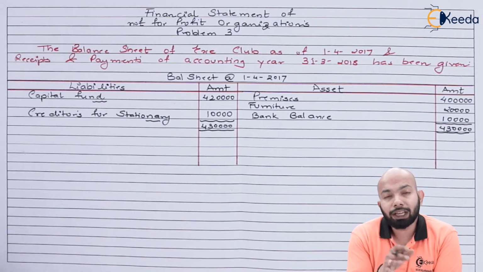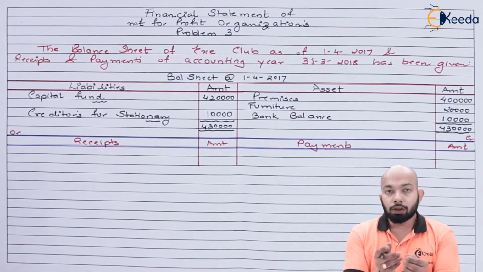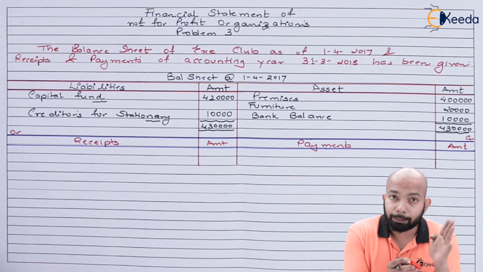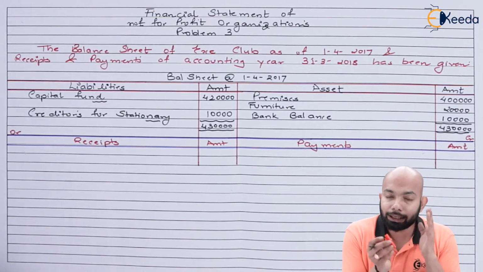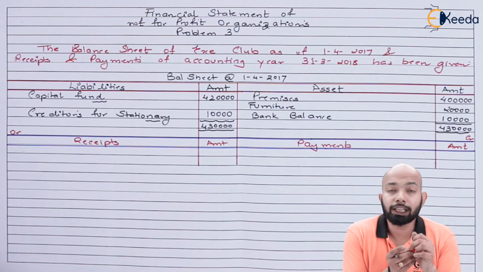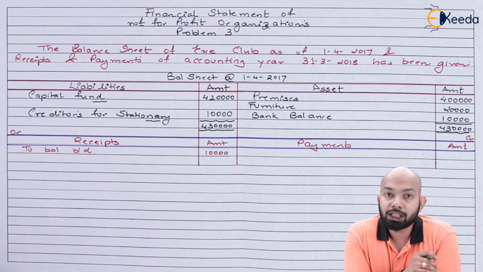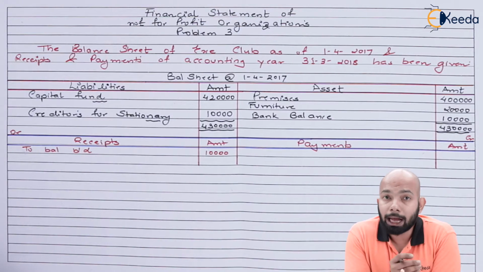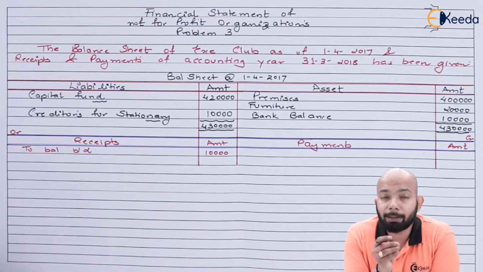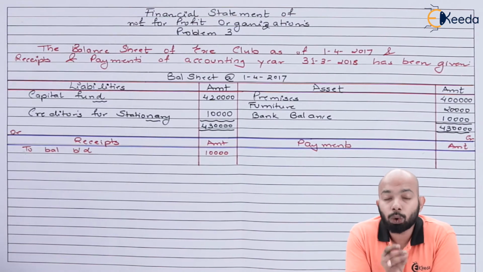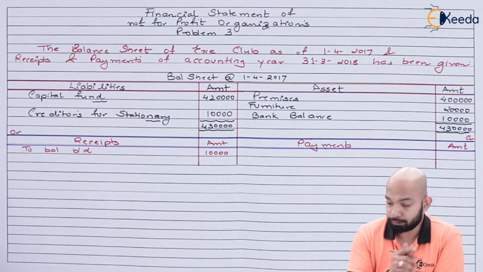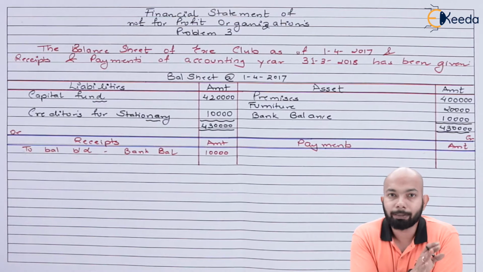Now we'll see what we have in the receipts and payments account. We have the receipts on the debit side and the payments on the credit side. The first item mentioned here is the balance brought down. This is the bank balance. If you see in the balance sheet, the bank balance is 10,000. That is the opening balance. Similarly, we'll have a closing balance as well.